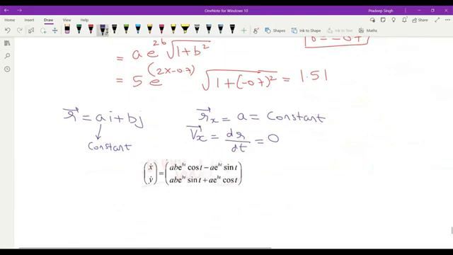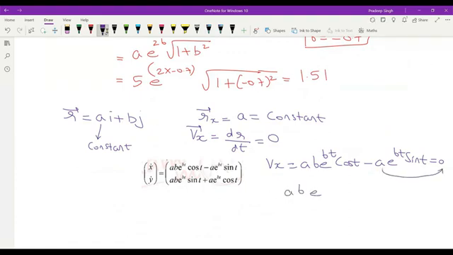So let's write it down. We'll get a b e to the power bt cos t minus a e to the power bt sin t. So this entire expression will be equal to 0. If we simplify this and take the second term to the right hand side of the equality, we'll get a b e to the power bt cos t equals a e to the power bt into sin t.